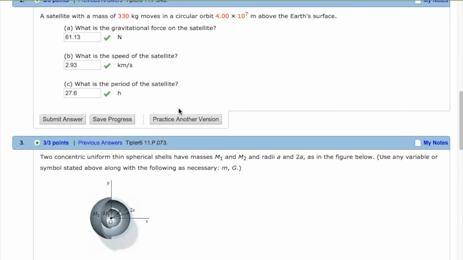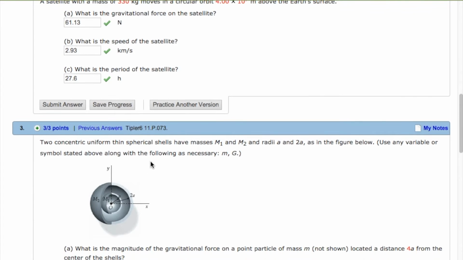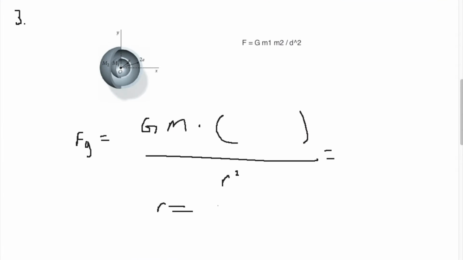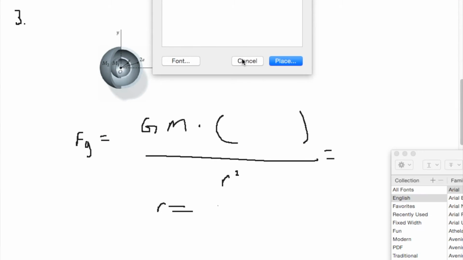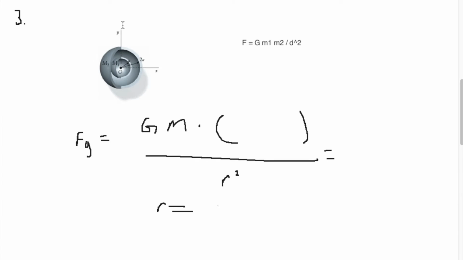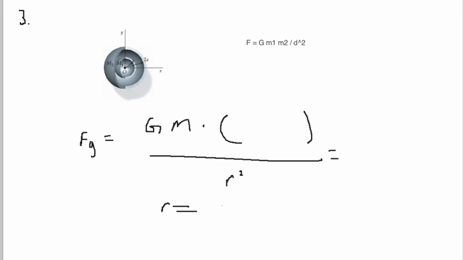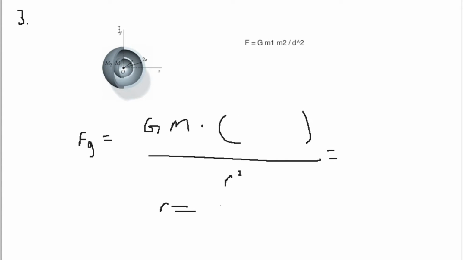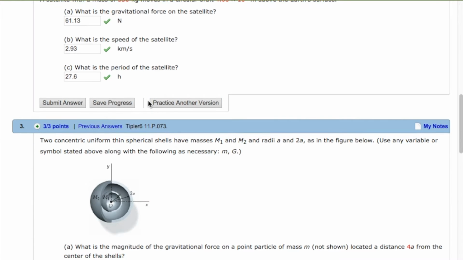Anyway, so for number 3. A distance of 4a away from the shells. So 4a is somewhere out here. So what will be affecting this point 4a away? So let's look at this.